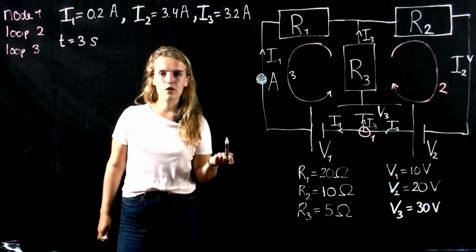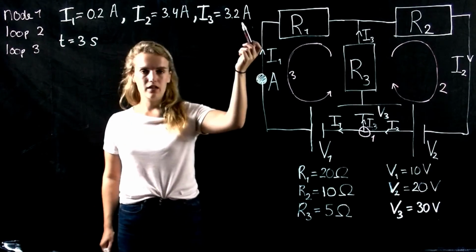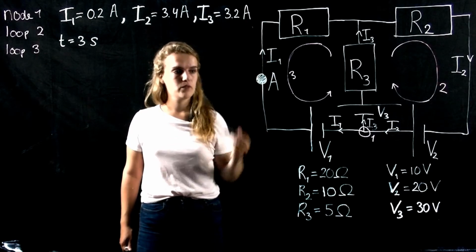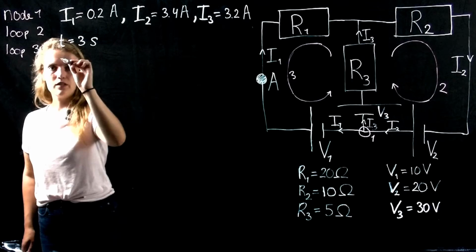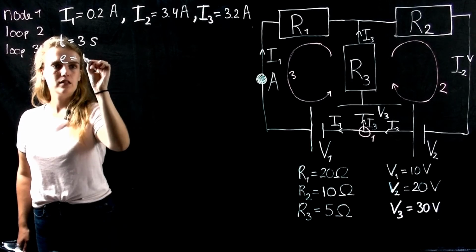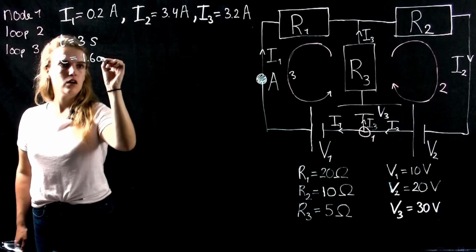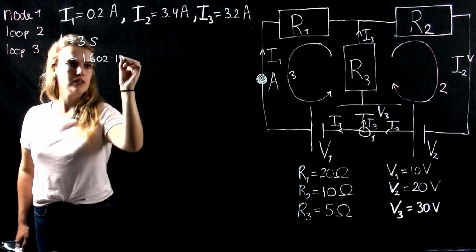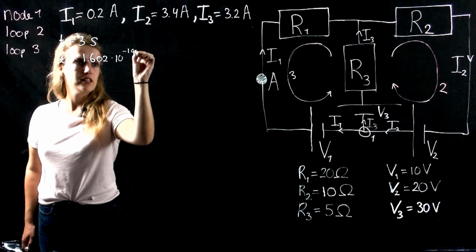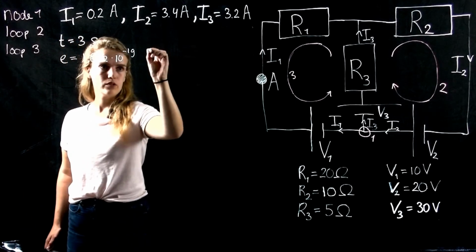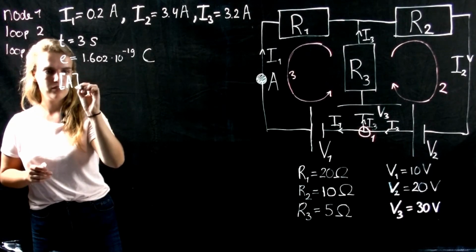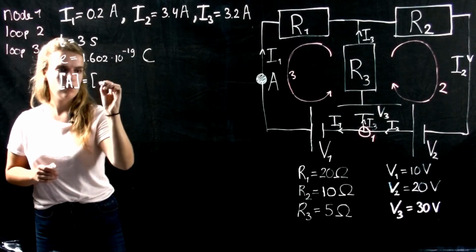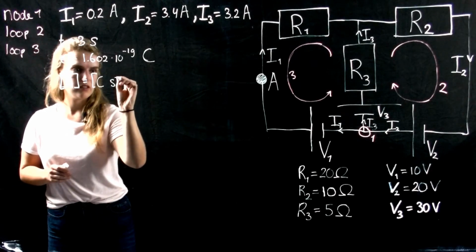What is important to know is that the current running here is just electrons passing through. And we know the charge of one electron, which is called e. e is 1.602 times 10 to the minus 19 coulombs. The unit of current, amps, is the same as coulombs per second.